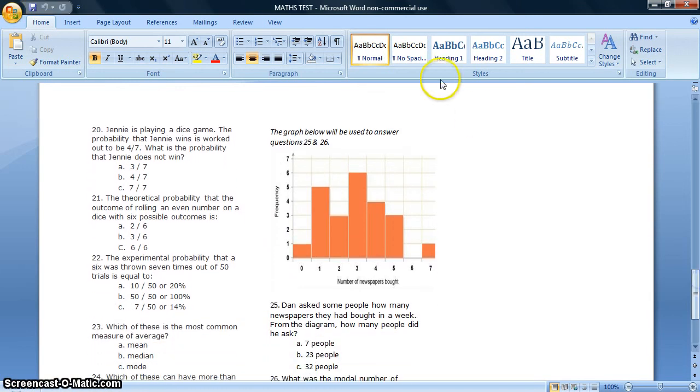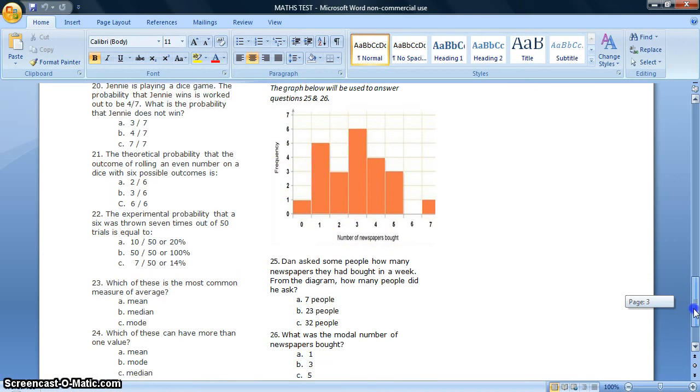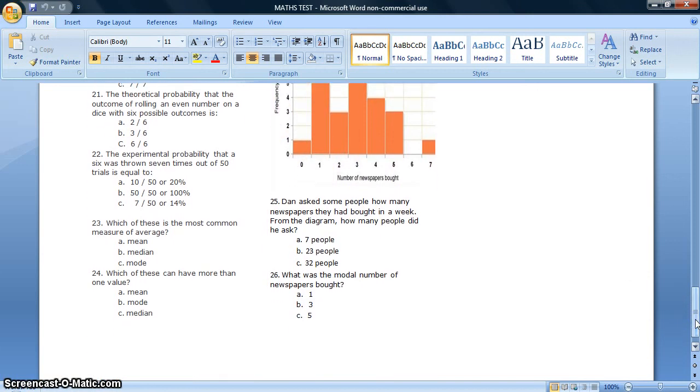The graph below will be used to answer questions 25 and 26. Question 25. Dan asked some people how many newspapers they had bought in a week. From the diagram, how many people did he ask? A. 7 people, B. 23 people, C. 32 people. Question 26. What was the modal number of newspapers bought? A. 1, B. 3, C. 5.